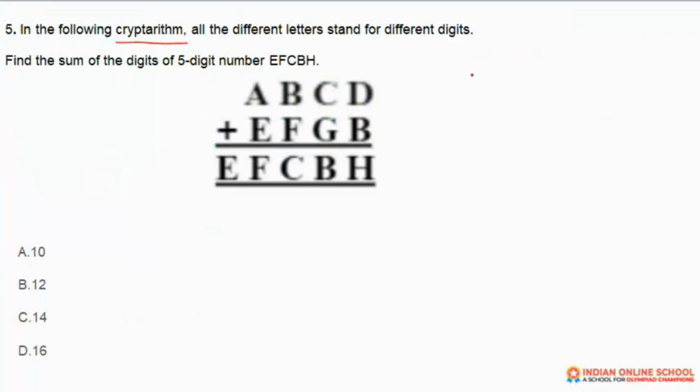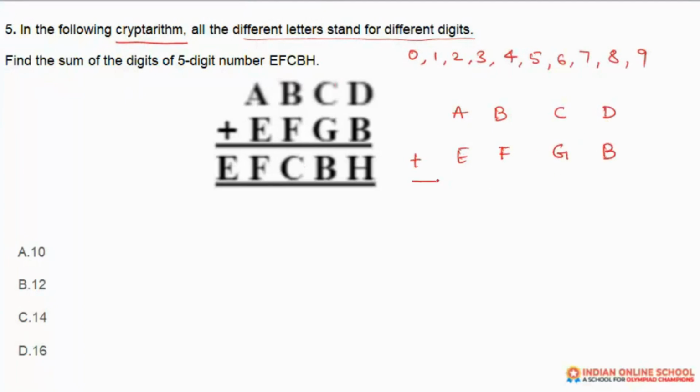Since all the different letters stand for different digits, no different letter can represent the same digit. Here we can put all the 10 digits: 0, 1, 2, 3, 4, 5, 6, 7, 8, 9. Got it? So the letters we have are A, B, C, D. We are adding E, F, G, and B to that. And after that, the total we are getting is E, F, T, B, H.